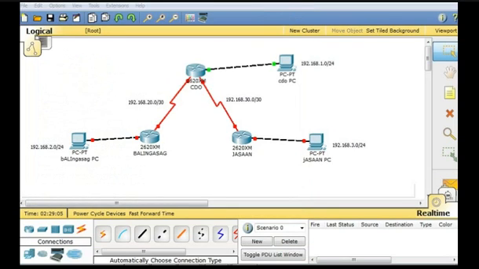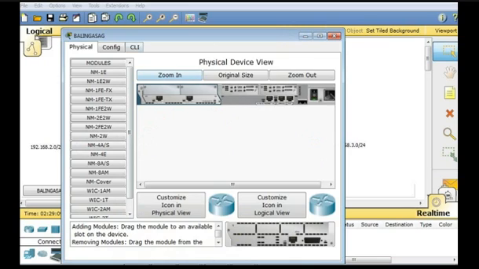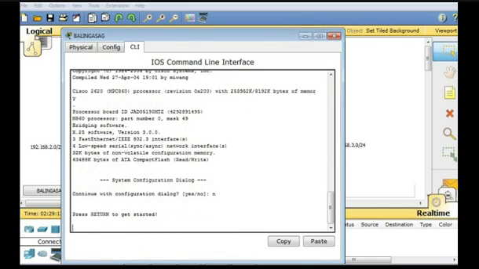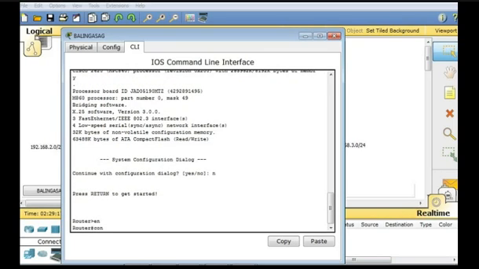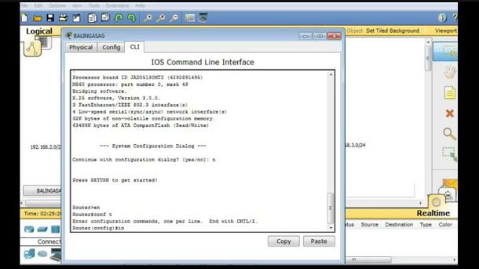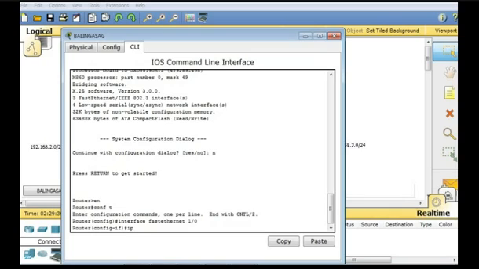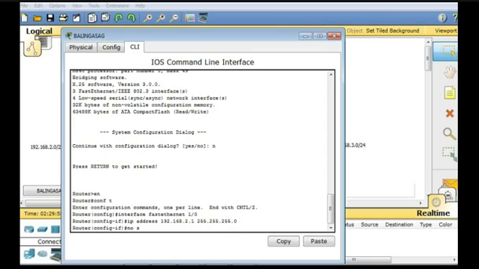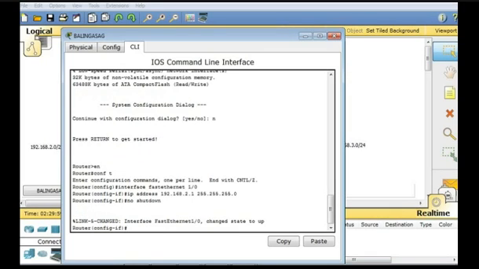Next, let's configure the Balingasag router. The same procedure and command as the CDO router. Type interface FastEthernet 1/0. Then the IP address 192.168.2.1. Then the subnet mask 255.255.255.0. No shutdown to enable the interface again, and exit.